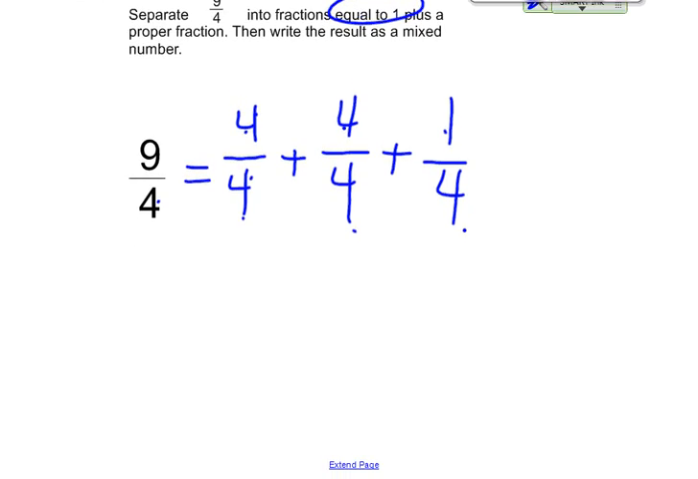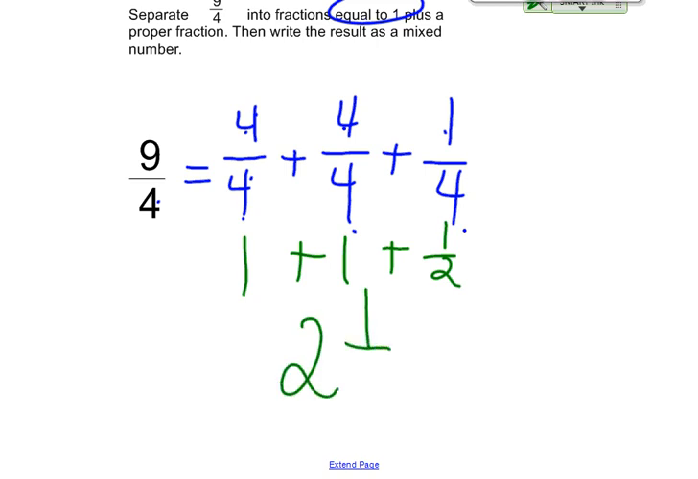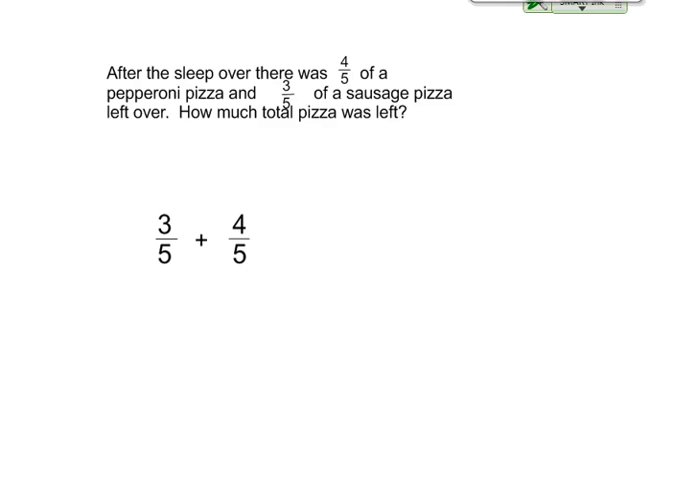However, we don't write it this way. This isn't a common way to write. So what this is really is 1 plus 1 plus 1/4. And so that gives us a mixed number of 2 1/4, just like that. And so we see how to separate an improper fraction into a mixed number.